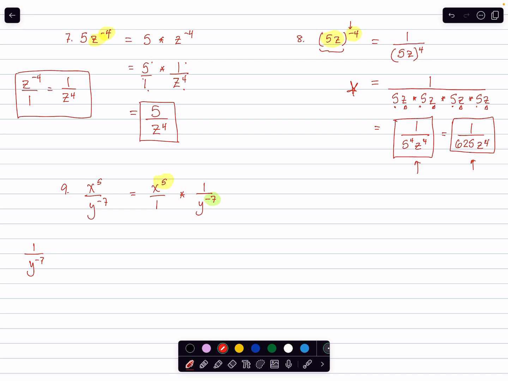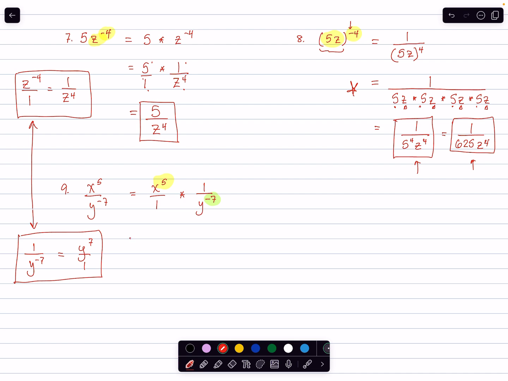Well, I can take the reciprocal of this. It would be y to the 7th over 1. So even though I already had the variable in the denominator, that doesn't mean I can't take the reciprocal. It just means that now the reciprocal tells me to push the variable up into the numerator. So take a moment to look at that and make sure you understand what I'm doing there. It's really just like what I did with the z in number 7, except instead of going from the numerator to the denominator, now I'm going from the denominator to the numerator.